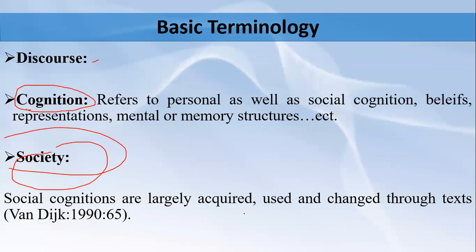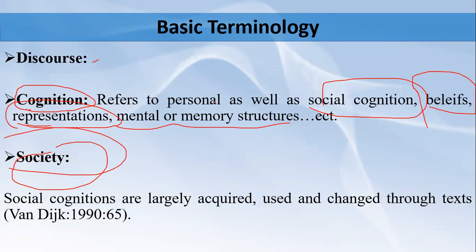So what is cognition? Cognition refers to the personal as well as the social cognition. The personal beliefs as well as the social beliefs. The personal representation of society in our mind and the social representation. The personal representation of the world and the social representation of the world. The mental memory structure, the personal memory, the personal mental structures, or the social mental structures, all these things combinedly constitute our cognition or cognitive structures.